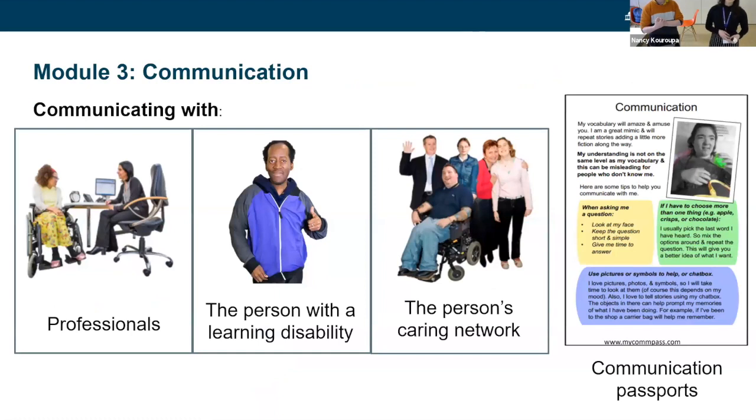And then module 3 is about communication, so how to communicate well with professionals. So whether that's using more assertive communication, planning ahead what they're going to say, asking for reasonable adjustments, so more time for appointments, so that they're able to have those discussions with professionals and have more effective communication outcomes. Also talking about communicating with the person with a learning disability.